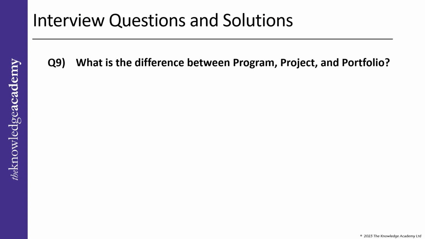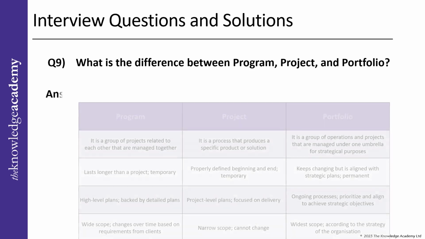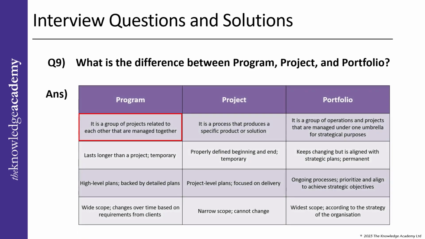Next question. What is the difference between program, project, and portfolio? Answer. Let's understand what is the main difference between them. We'll start with a program. It is a group of projects related to each other that are managed together. It lasts longer than a project, which is temporary. High-level plans will be backed by detailed plans, and the wide scope changes over time based on requirements from clients.